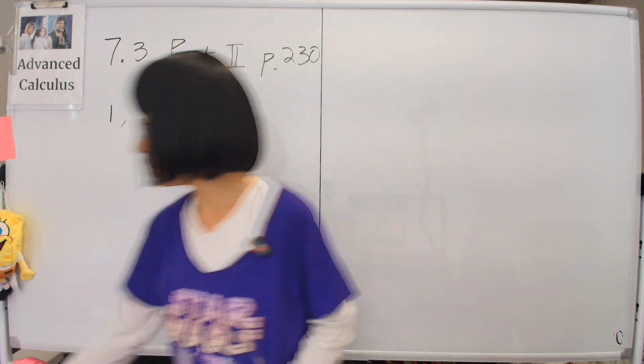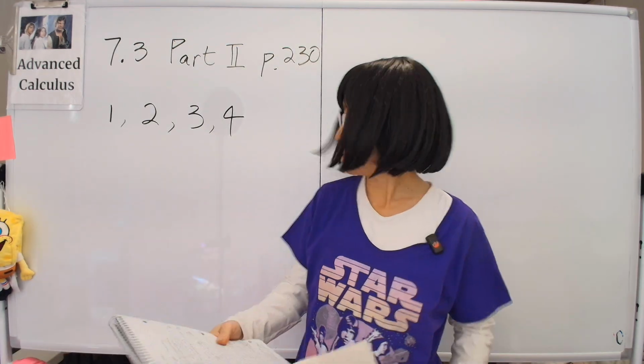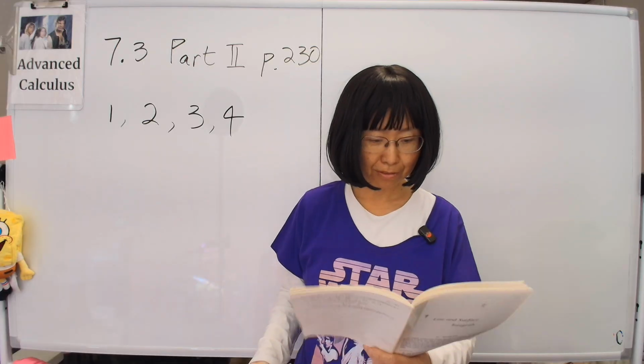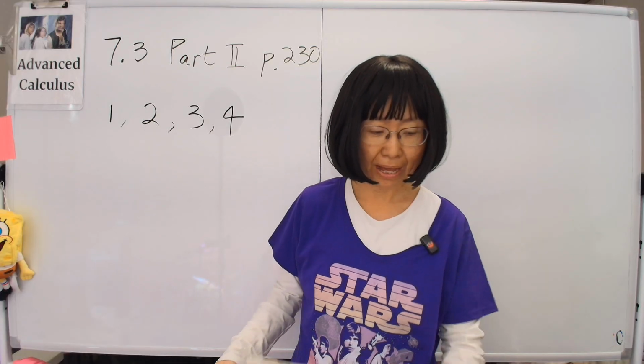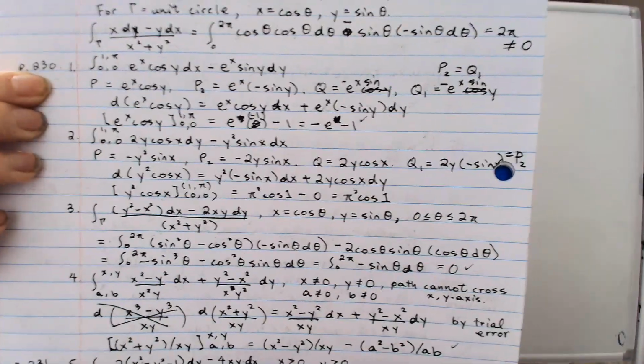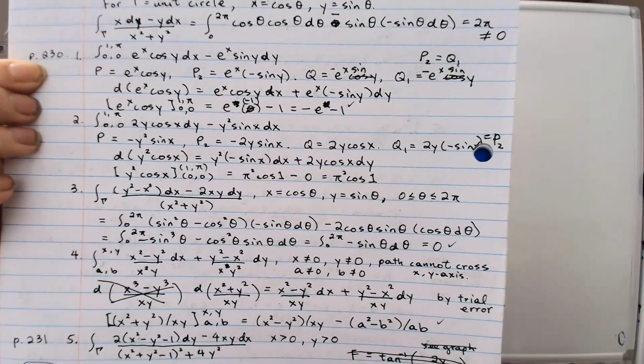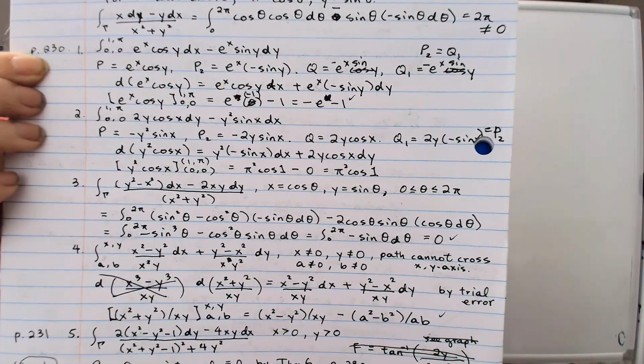Now let's talk about the homework on page 230. First, problem 1. We're supposed to integrate this independent of path. To do that, we first have to prove that Green's theorem applies, right? This contains all four first problems.